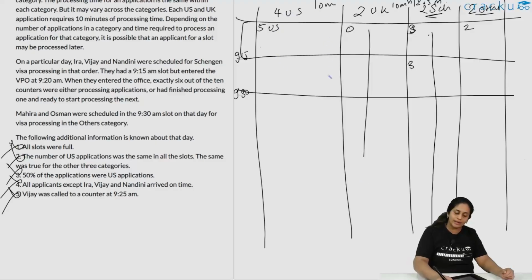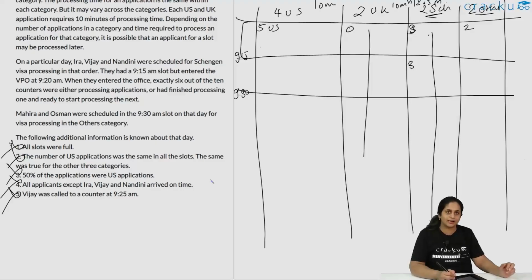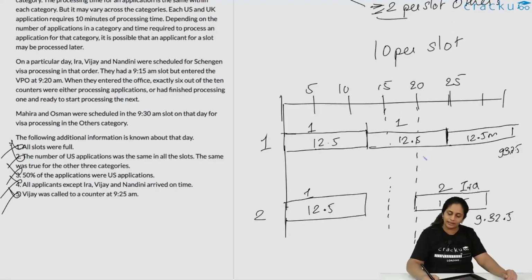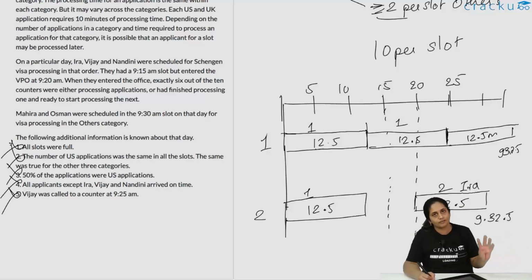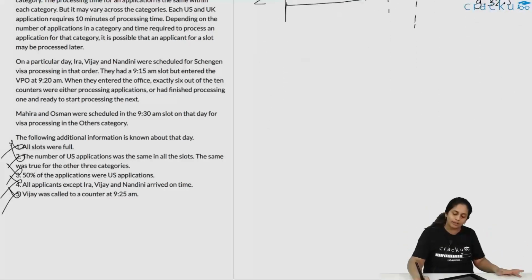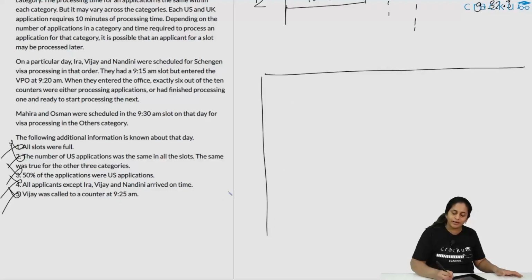I know that there are 4 US counters and 5 applicants in this slot, so there will constantly be somebody they keep working on. Similarly, over here also, when these guys come at 9:20, both Schengen counters are either working or ready to work, which means that these two Schengen counters are also part of the 6 which are working. 4 of the US counters will definitely be working. I can draw that out because over here you have 10 minutes per application and 4 counters. So suppose this is 10, 20, 30, 40, 50, 60, 70, 80, 90.